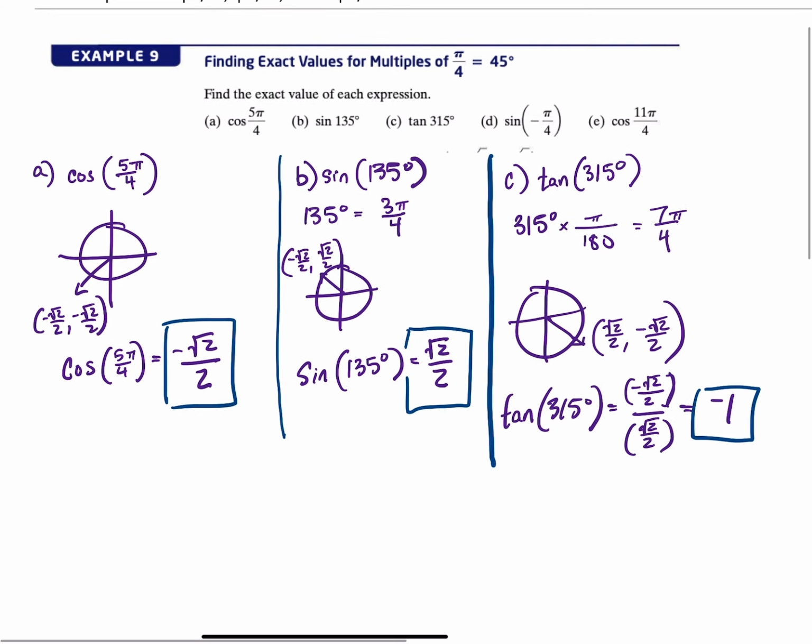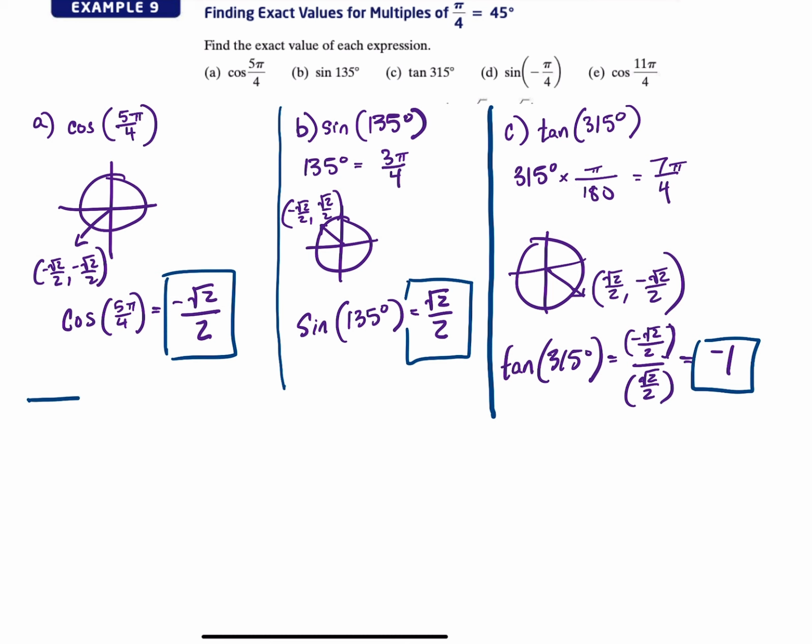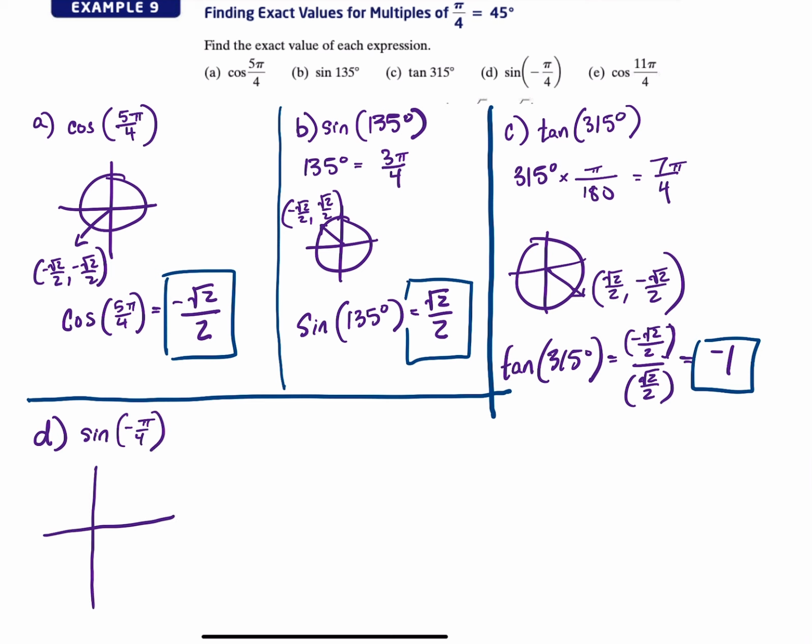All right, let's keep going. We can even consider negative angles. So let's say for D, sorry, getting a little messy here. I'm looking at the sine of negative pi over 4. Negative angle, but what is that coterminal to? Well, positive pi over 4 would be up here in the first quadrant. Negative pi over 4 would just rotate that same amount in the clockwise direction. So it's down here in the fourth quadrant.